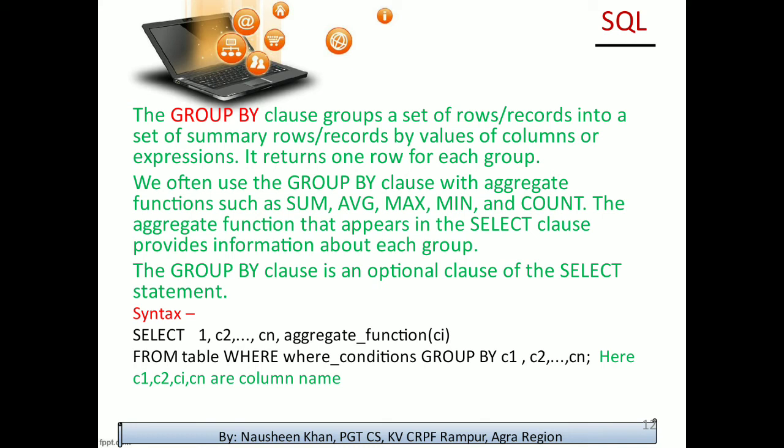The group by clause is an optional clause of the select statement. The syntax is select column1, column2 and so on, and then an aggregate function from table name where condition group by, then we write the name of the column by which we want to group.